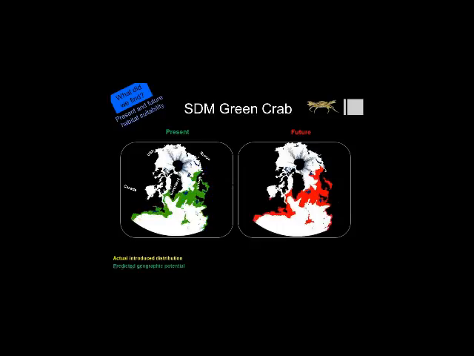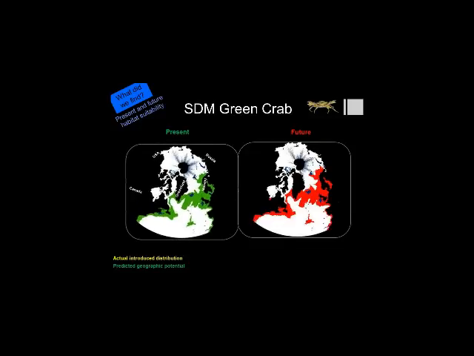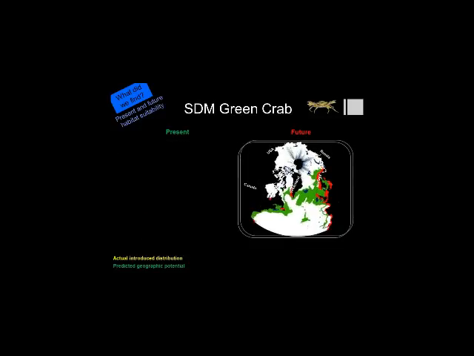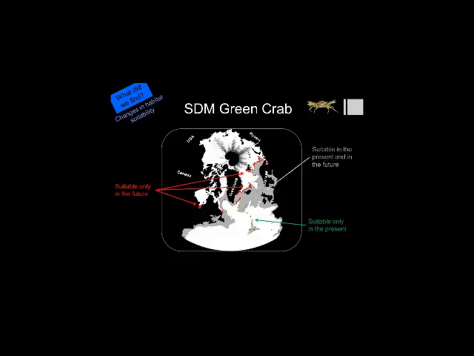Then we do the same for the future, and we overlap the present with the future to get a map like this one. In gray, you see the suitable habitat that is in the present and in the future for this species. In green, all the habitat that is suitable only in the present, and in red, the habitat that is suitable only in the future.